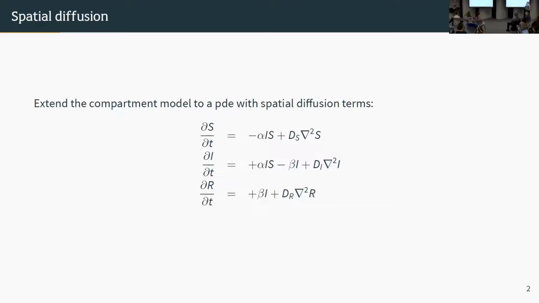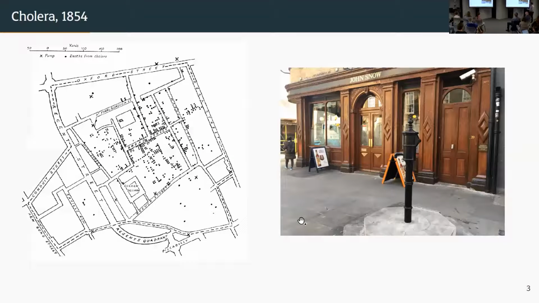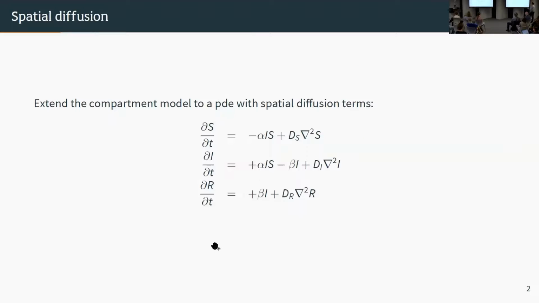Add those three terms there, and essentially that's just smearing out the susceptible population in space. So however many susceptibles there are here is going to affect the nearby regions. So that's kind of neat mathematically.